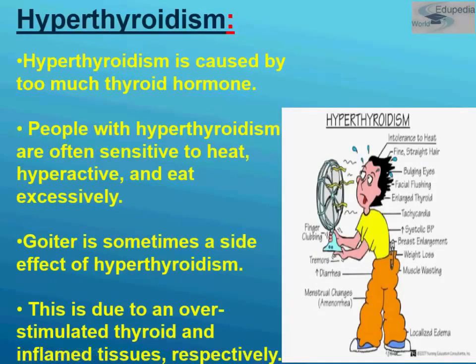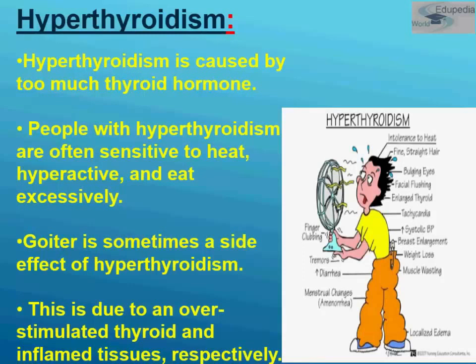Now comes hyperthyroidism. Hyperthyroidism is caused by too much thyroid hormone. That means when there is an increased secretion of thyroid hormone in the human body, then hyperthyroidism occurs. People with hyperthyroidism are often sensitive to heat, and they are more hyperactive. They react to stimuli very strongly, and they eat excessively. So these are the symptoms of hyperthyroidism, and goiter is sometimes a side effect of hyperthyroidism.